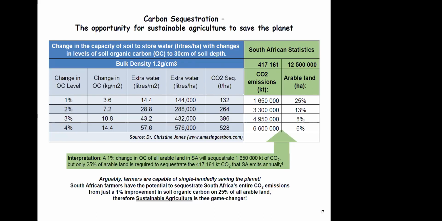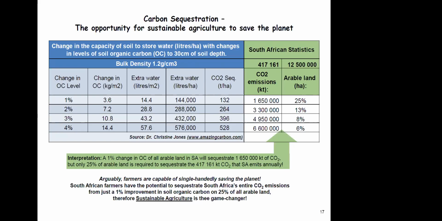So if you just have good, healthy soils, there's no reason why there should be a drought there, because so much moisture is retained in the soil. And then the big benefit out of that, the last column in the blue part of the table, is the carbon, the CO2 that can be sequestrated. 132 tons per hectare at 1%, right up to 528 tons per hectare.